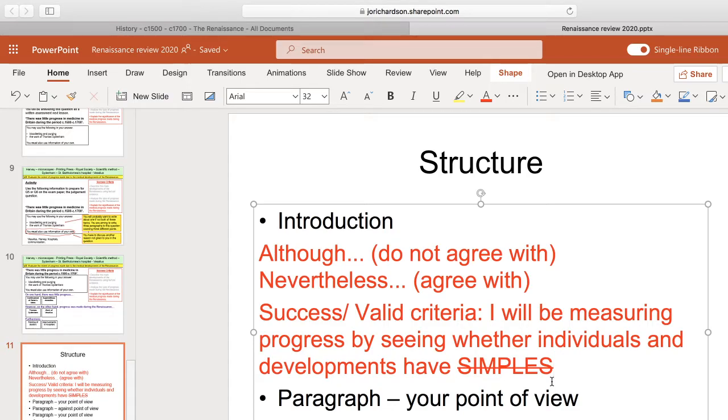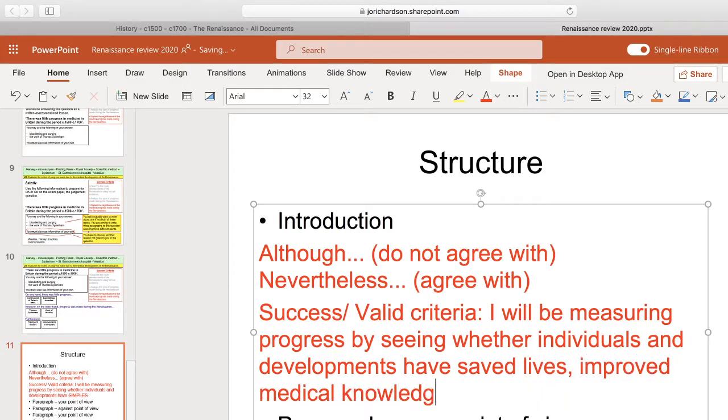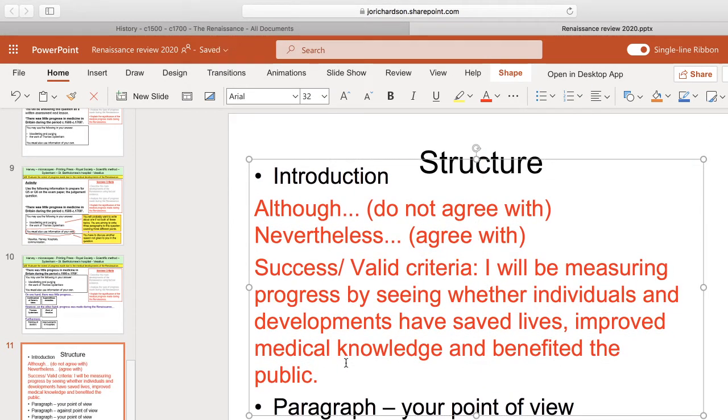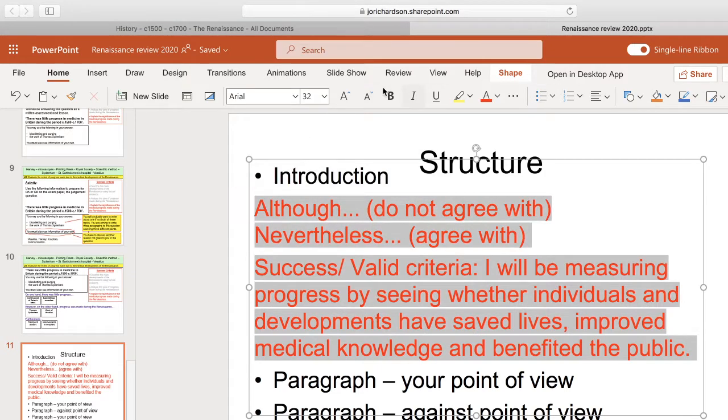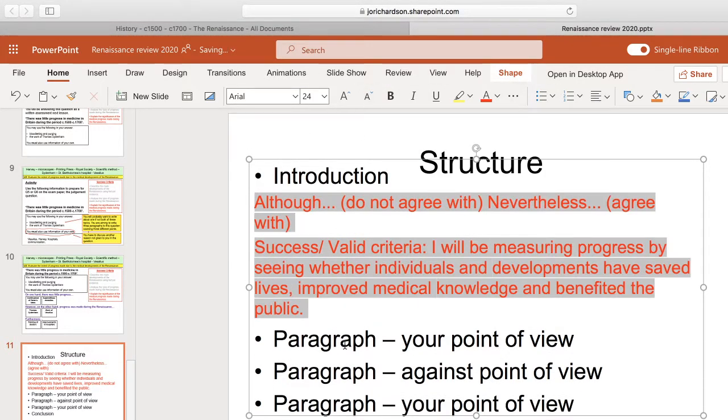What you need to do is say whether individuals and developments have saved lives, improved medical knowledge, and benefited the public. Okay, so for me, I'm just putting three. You need to revise what SIMPLES is and put in as much as you can. We've gone over SIMPLES a few times in these videos, so have a look for it.